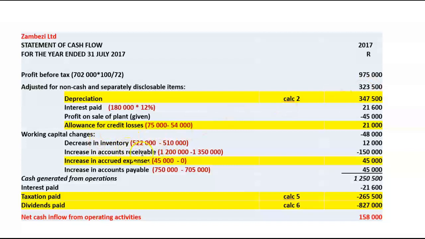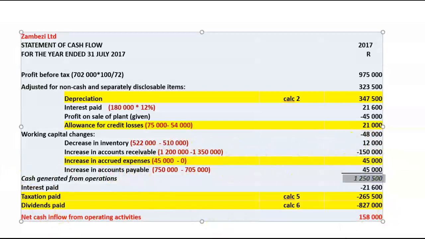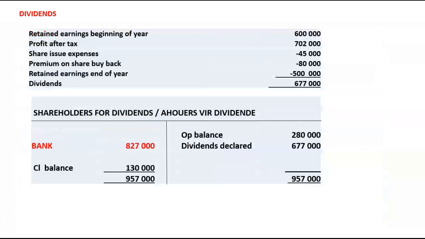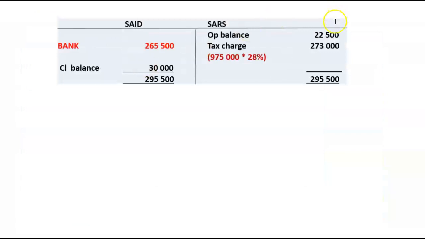Inventory, accounts receivable, accrued expenses. It's part of our working capital. That difference, and accounts payable. That is then all our working capital changes, and that will give us cash generated from operations of 1,250,500. Then our separately disclosable items, again, our interest of 21,600, there was no accrued interest, and then tax paid and dividends paid. So let's have a look at our tax.